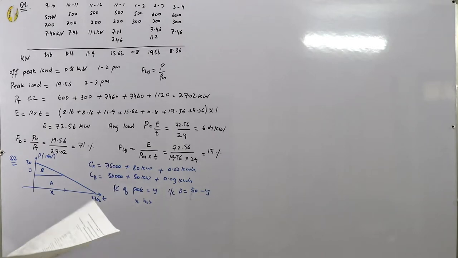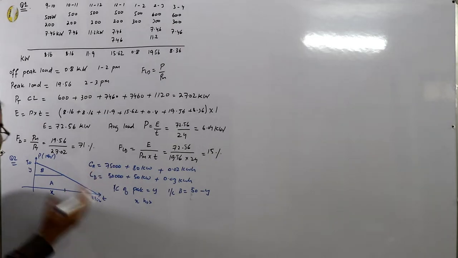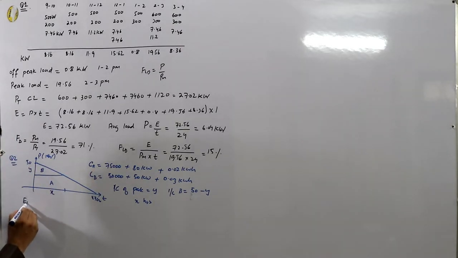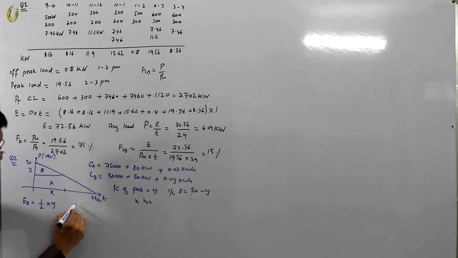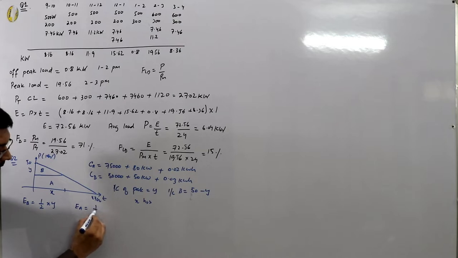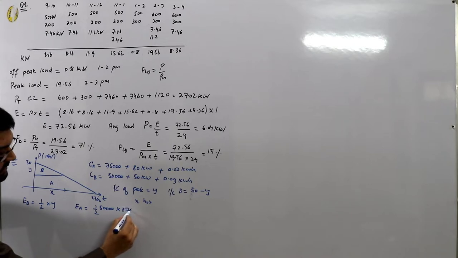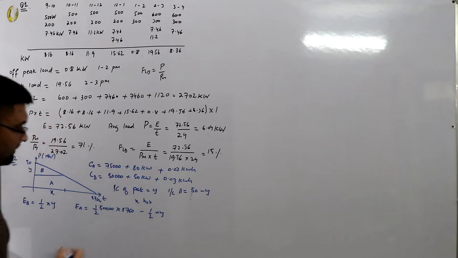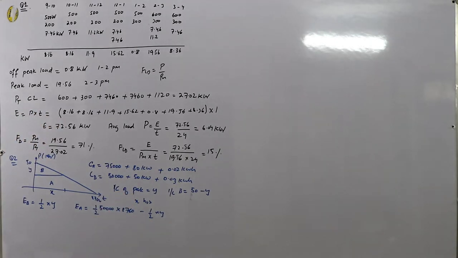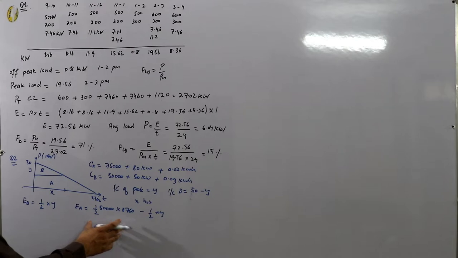I've already solved it previously in one of my videos. I will just show you the procedure over here. The procedure is, find out the energy units for B. That would be half XY, right? The energy by A would be half of 50,000 multiplied by 8760 minus EB, which is half of XY. From here you have a relation in X and Y again, right? Let me just take this with me.